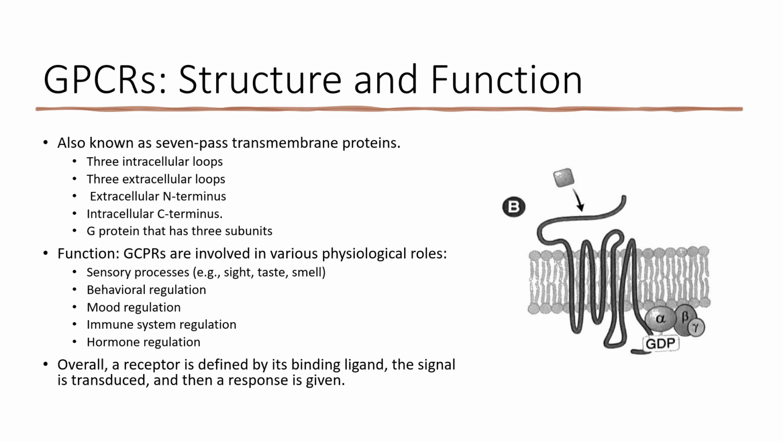There are more than 800 different GPCRs that bind to various ligands, and there are multiple GPCRs for a single ligand that can activate a variety of transduction pathways and produce many cellular responses. So overall, a receptor is defined by its binding ligand, the signal that is transduced, and the response that is given.